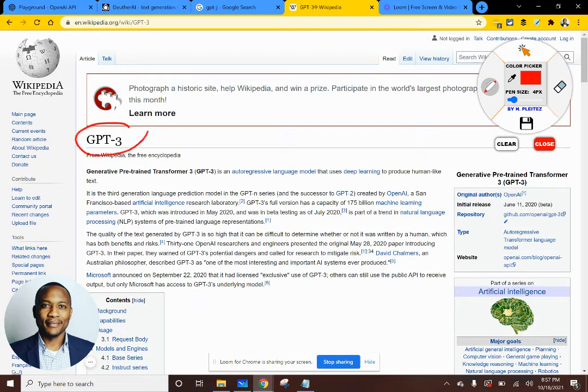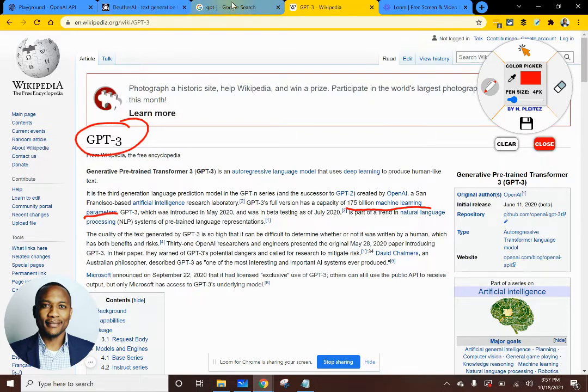GPT-3 is pretty huge. It's pretty big. A lot of people know this. It's a massive model. It's a very massive model. We're talking about 175 billion parameters to train this model. So this is huge. And the language model itself, some of the results are pretty impressive.